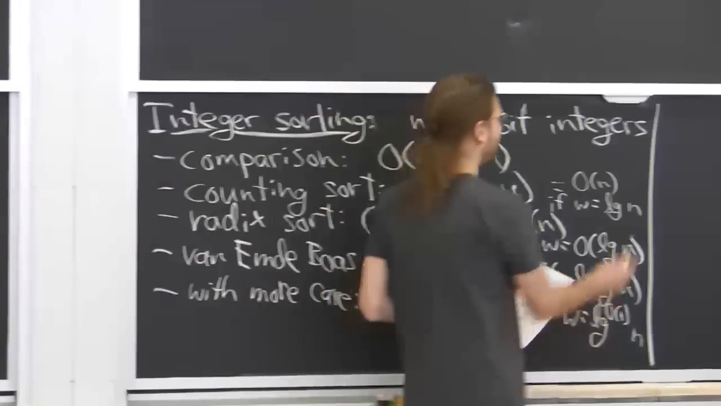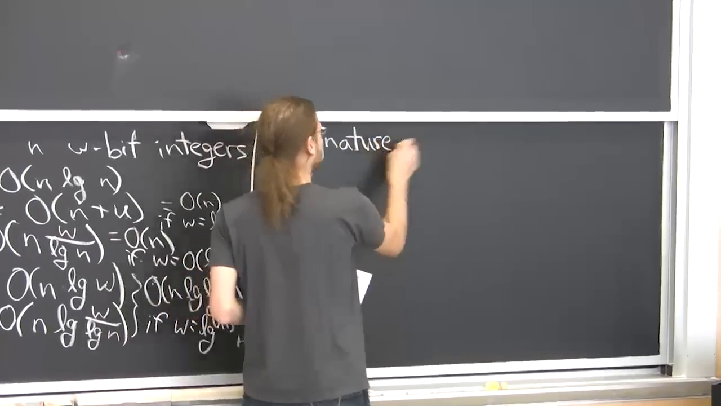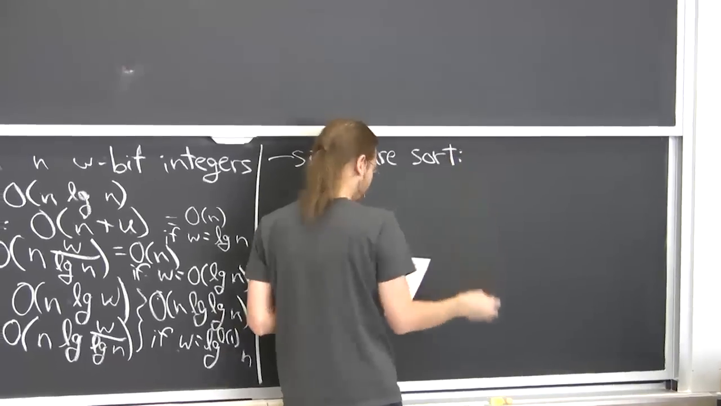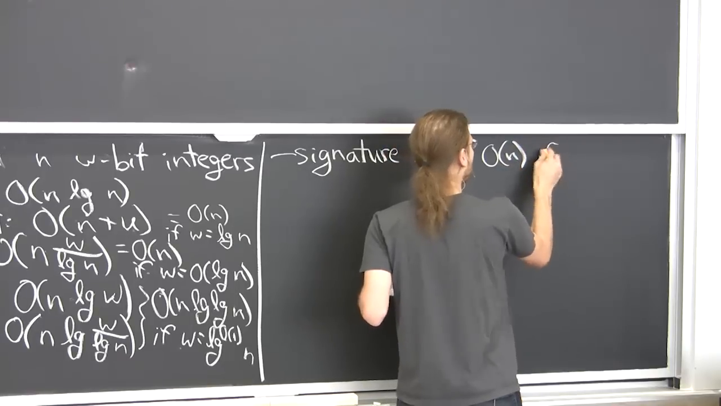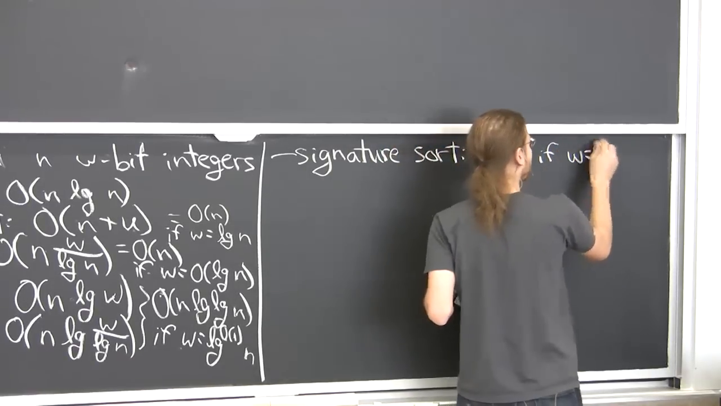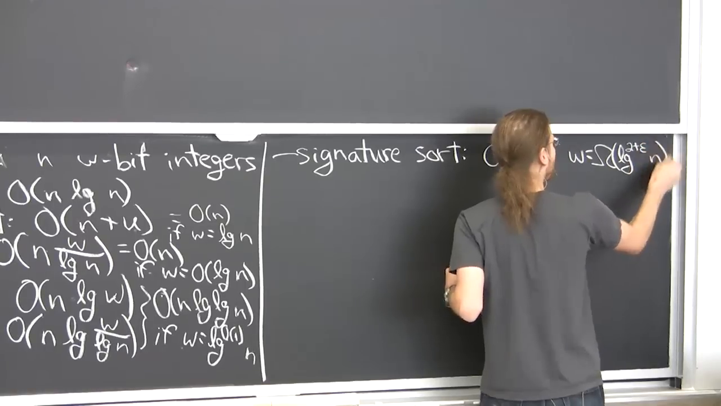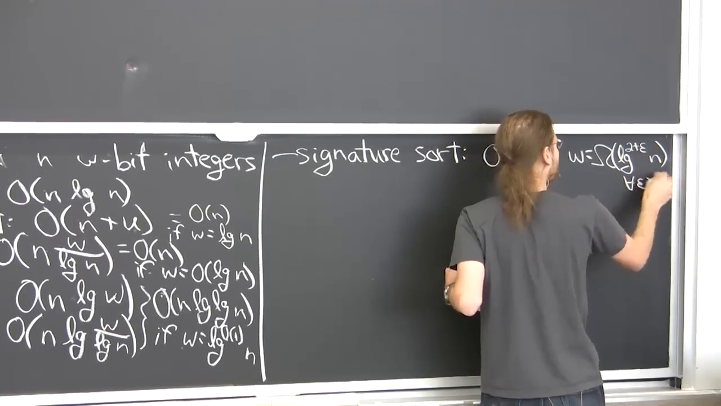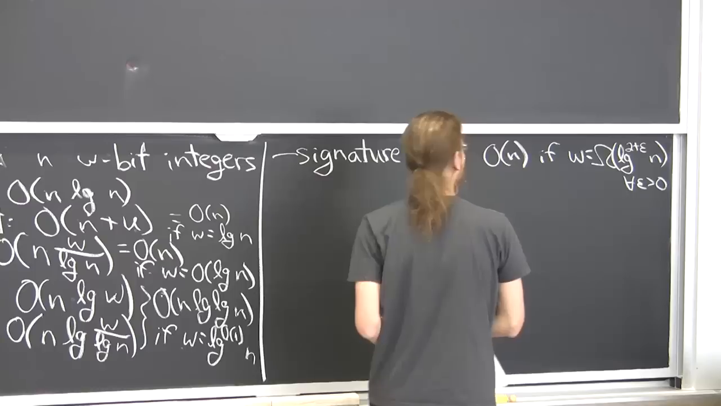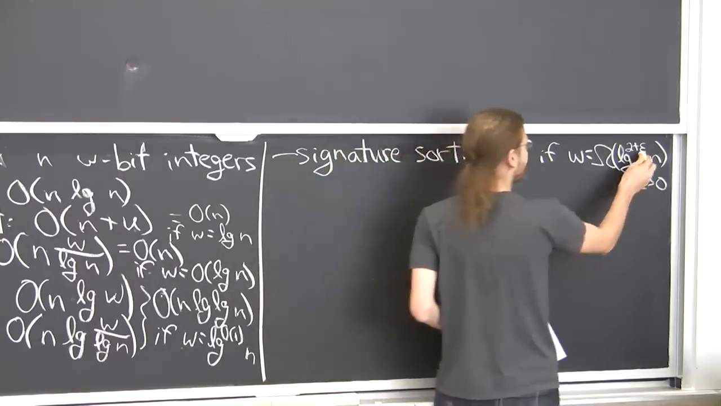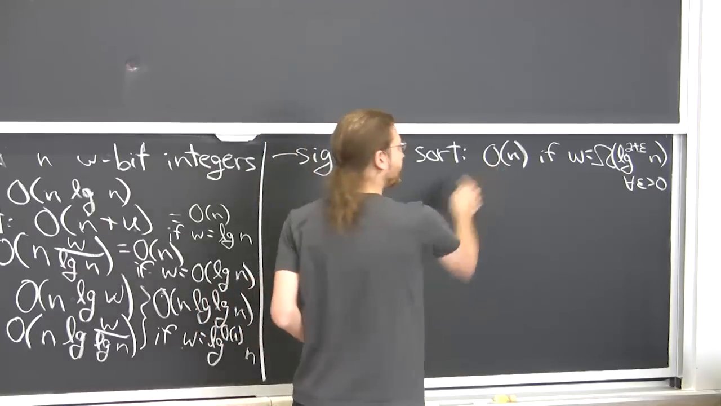Because there's this other nice algorithm, signature sort, which covers all large word sizes. And this is an algorithm we will cover today. It only works when w is large, and large means log to the 2 plus epsilon n. This is no matter what epsilon is. In reality, it's probably log squared n times log n squared, but be a little sloppy and just say a little bit bigger than log squared. And then it runs in linear time.